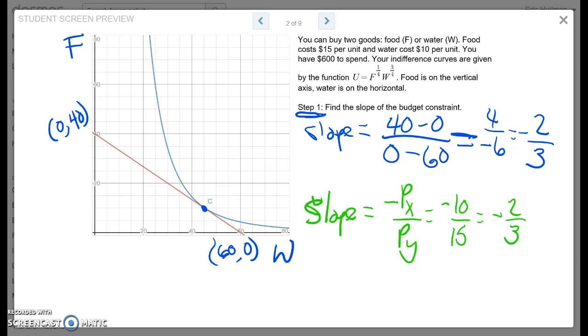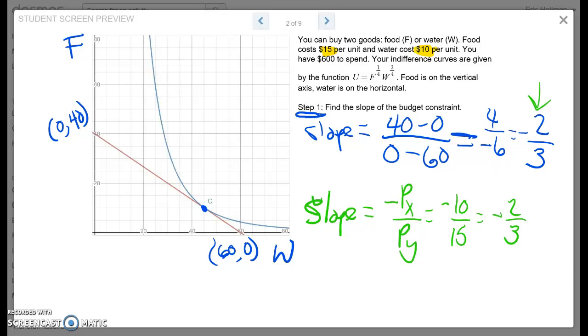Okay, so here I went ahead and figured out the slope using two different methods. First is the way you've been figuring out slope since Algebra 1. I just took the two intercepts and did change in y over change in x. You get the slope is negative 2/3. And then the shortcut way is, as we talked about back when we were looking at budget constraints, the slope of the budget constraint is always just negative the price of the horizontal good over the price of the vertical good. So I just did negative 10 over 15, because those were the prices given in the problem, 10 and 15. And you also get negative 2/3. Either way, you get the same answer.